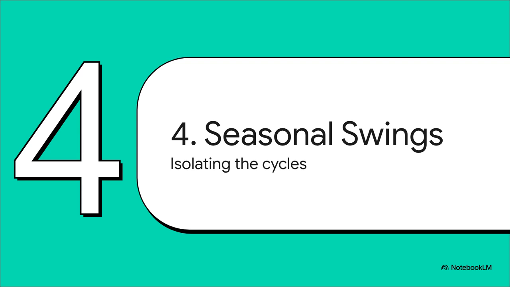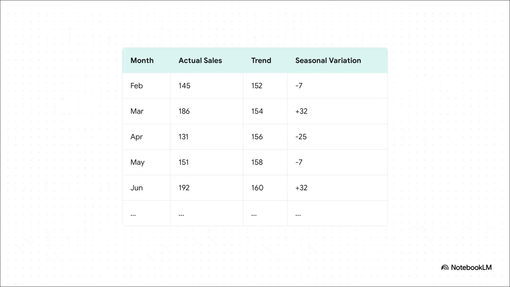Now that we've isolated that smooth trend, we can figure out the seasonal variation. Remember those repeating waves we talked about? This part is actually super straightforward. The seasonal variation is just the difference between what actually happened in a month and what the trend said should have happened. So if we look at February, the actual sales were $7,000 below the trend we just calculated.